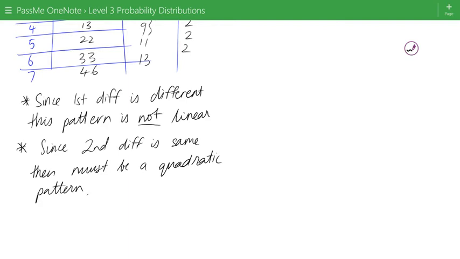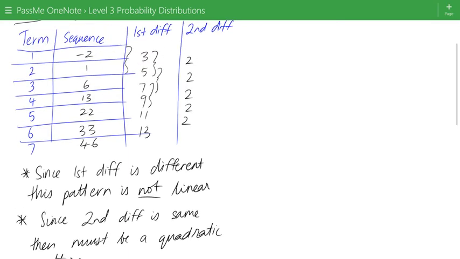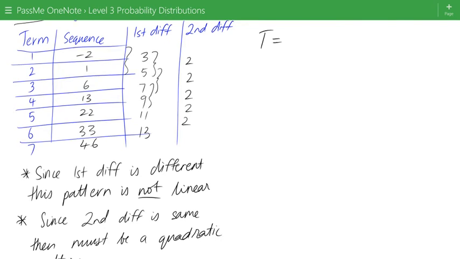Okay, so now I've got to set about working out what this quadratic pattern is. So a quadratic pattern looks like this. T for the term of the sequence is equal to a times n squared plus b times n plus c. That's just the general form of any quadratic equation. We're going to have to find out what a is, what b is, and what c is. And then we can put in anything for n to work out what a particular term of any sequence is.